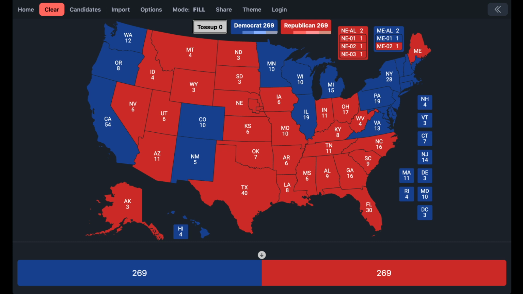But this is the most likely way an electoral college tie would happen, and the likelihood definitely increases if they somehow change Nebraska to winner-take-all rules, but I don't think that's going to happen. But yeah, this is just my current take on an electoral college tie.